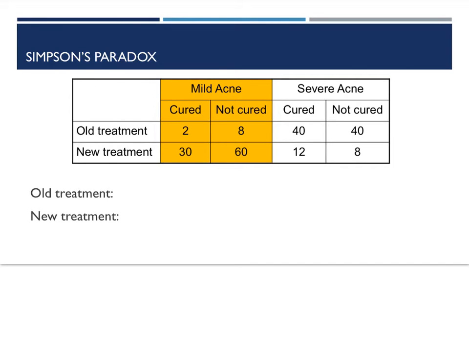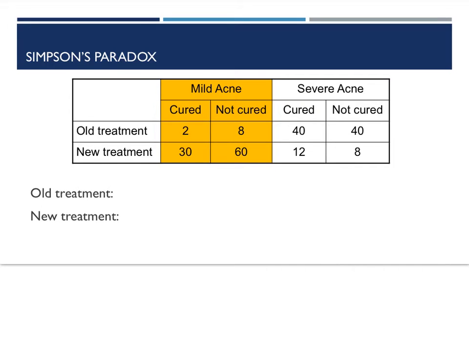Let's talk about this chart. This chart has a lot of things going on. Apparently I have an acne treatment. I have an old one and a new one, and I gave it to some people to see how well it dealt with their acne. Well, I categorized my people as those who had mild acne and those who had severe acne. What I want to do is find the cure rates for both treatments.